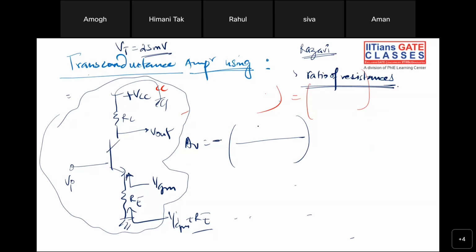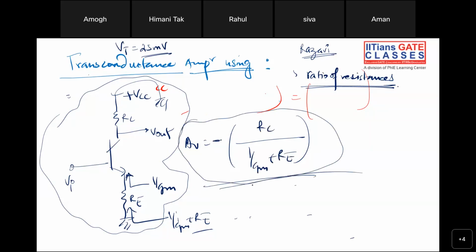And so this answer will be RC upon 1 by gm plus RE. Any kind of question you can solve like this, right? So you can see here, this is a very easy way of finding the gain without drawing a small signal model.